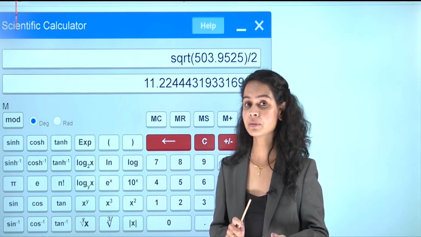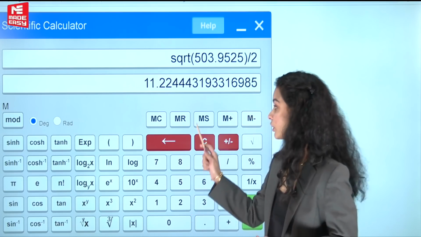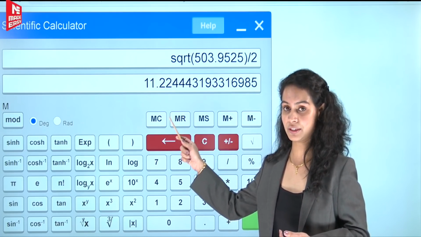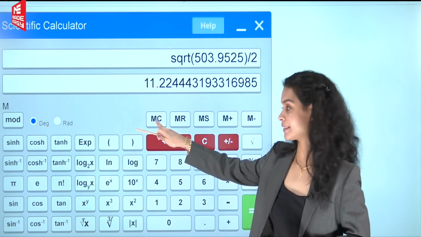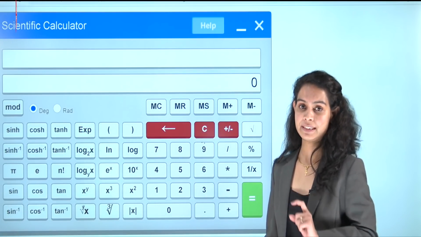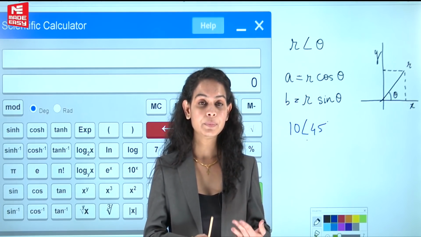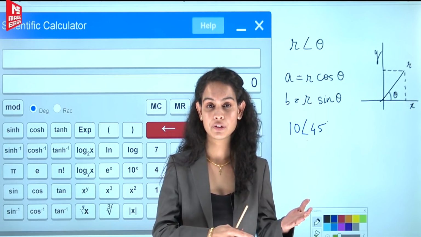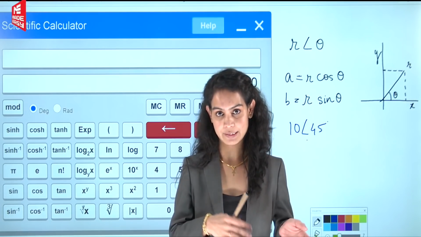Please ensure before performing the next calculation, you need to clear the computer's virtual calculator's memory by pressing the MC button. So press MC and then clear so that the entire memory gets cleared. Now next we will see how to convert polar form to rectangular coordinates and vice versa.